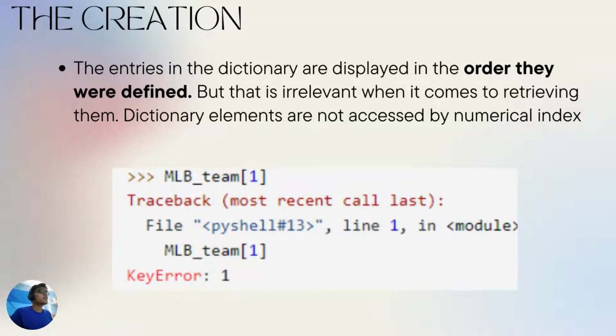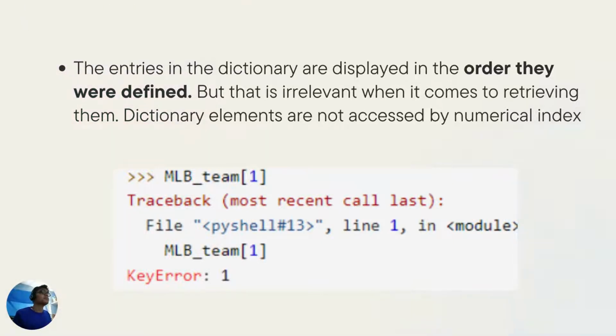The entries in the dictionary are displayed in the order they were defined. So the order of the key value pairs is how you give the values to it. But that is irrelevant when it comes to retrieving them, as dictionaries do not support indexing.